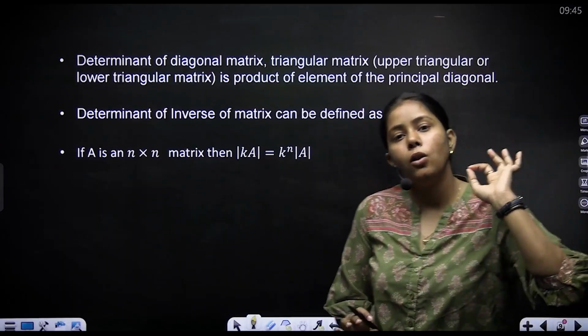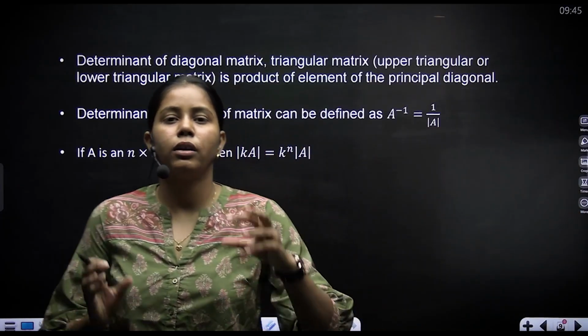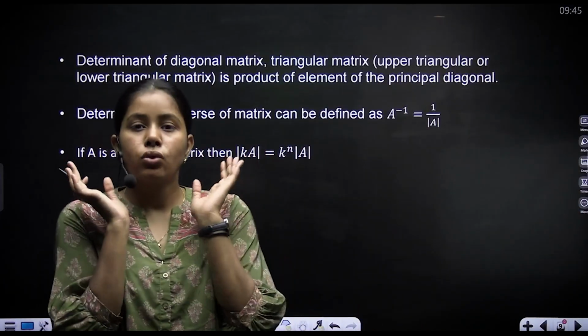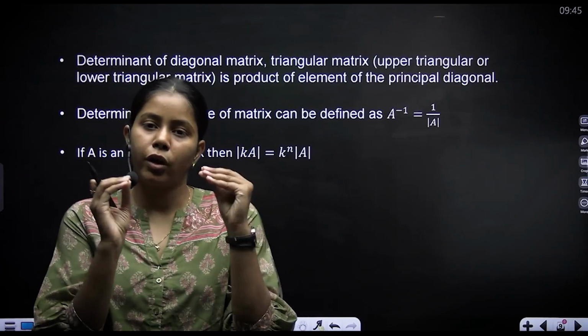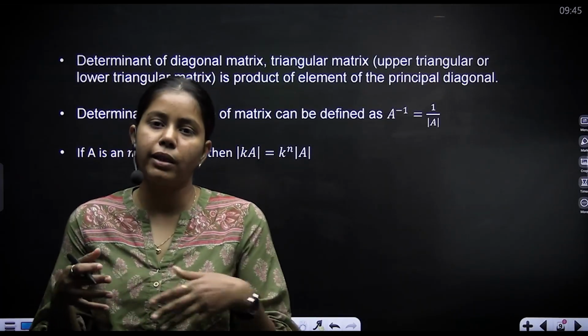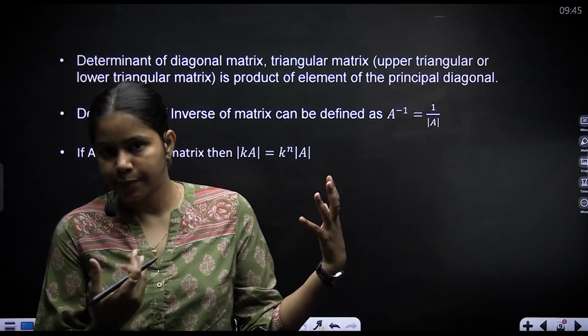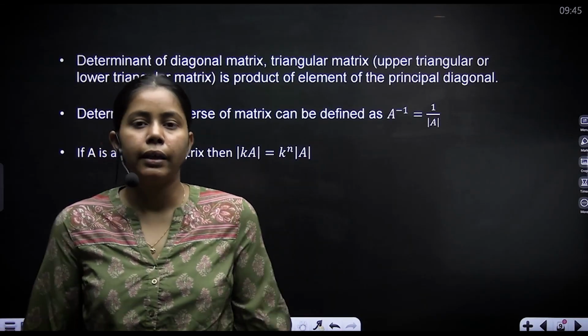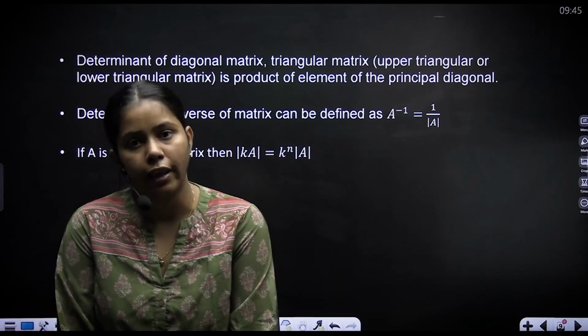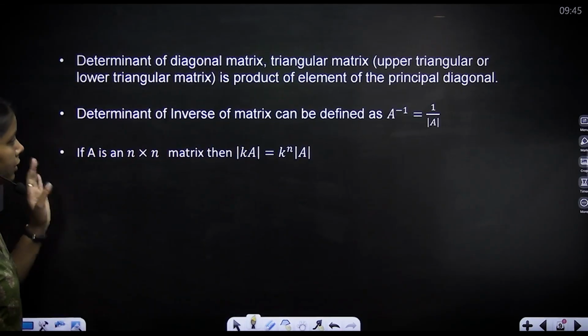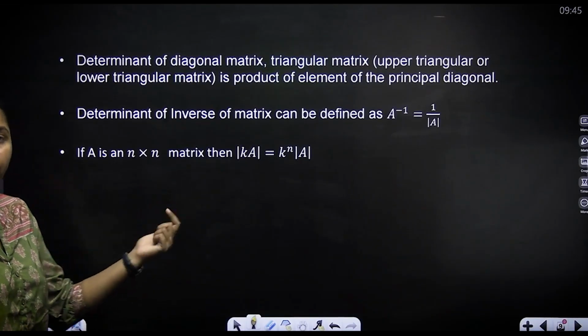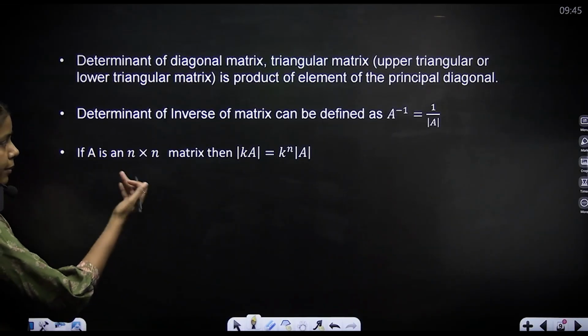If I take a lower triangular matrix, an upper triangular matrix, or a diagonal matrix, the determinant would be the product of diagonal entries. You can also try expanding by the expansion method, and you would get that the determinant is the product of the diagonal entries, the principal diagonal basically.